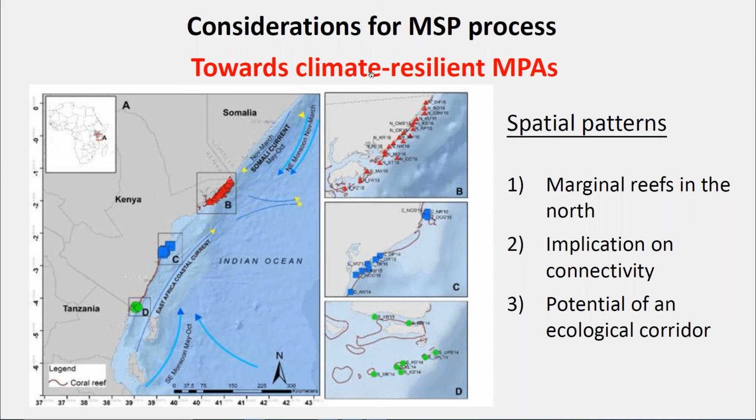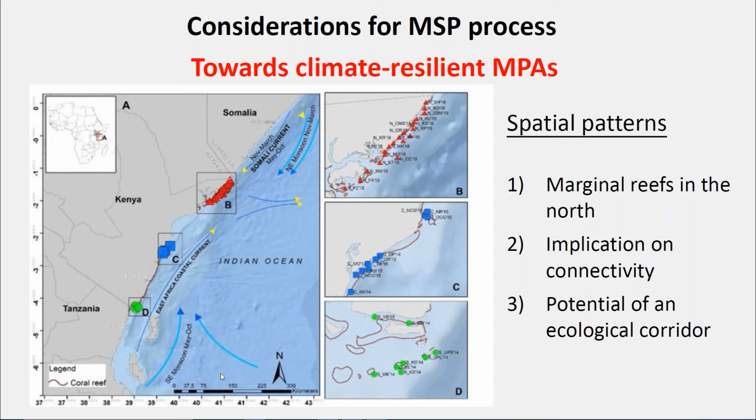And so it's a very important area that needs to be considered when we are designing climate resilient MPAs. And in the south, as previous talks have said, it is a highly biodiverse area, and because it gets a lot of larvae from the south, the East African coastal current transports larvae to the north of the Kenyan coast from this zone. And so it acts as a very important area that supplies larvae to other parts in the north. So there are implications on connectivity that need to be considered when we are designing MPAs.